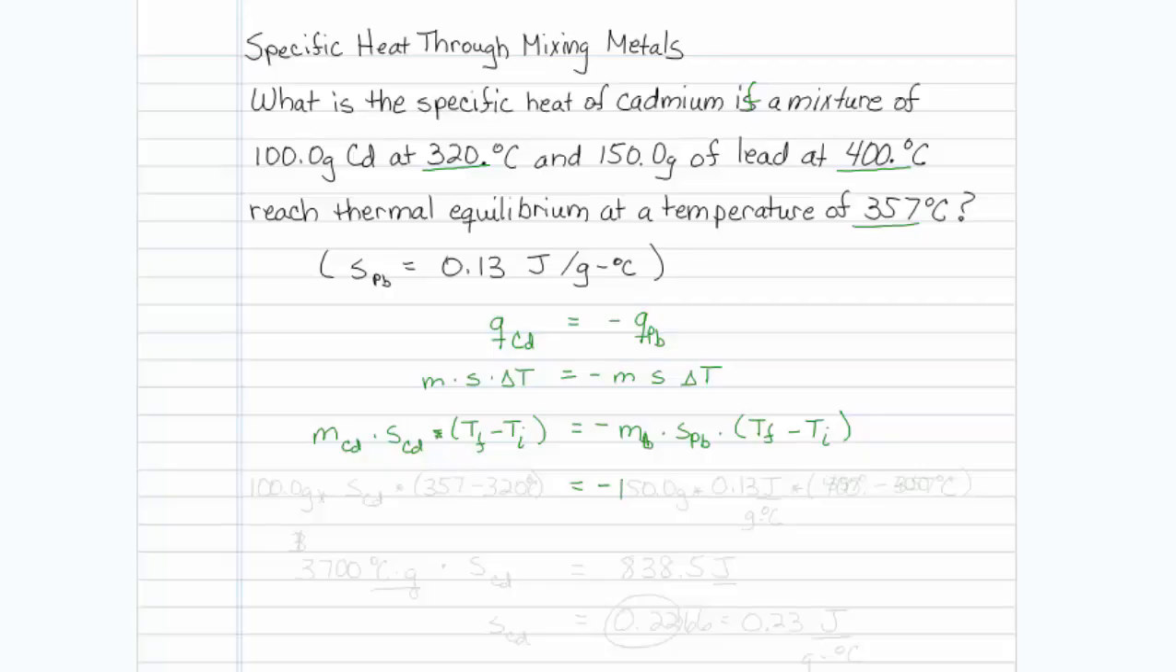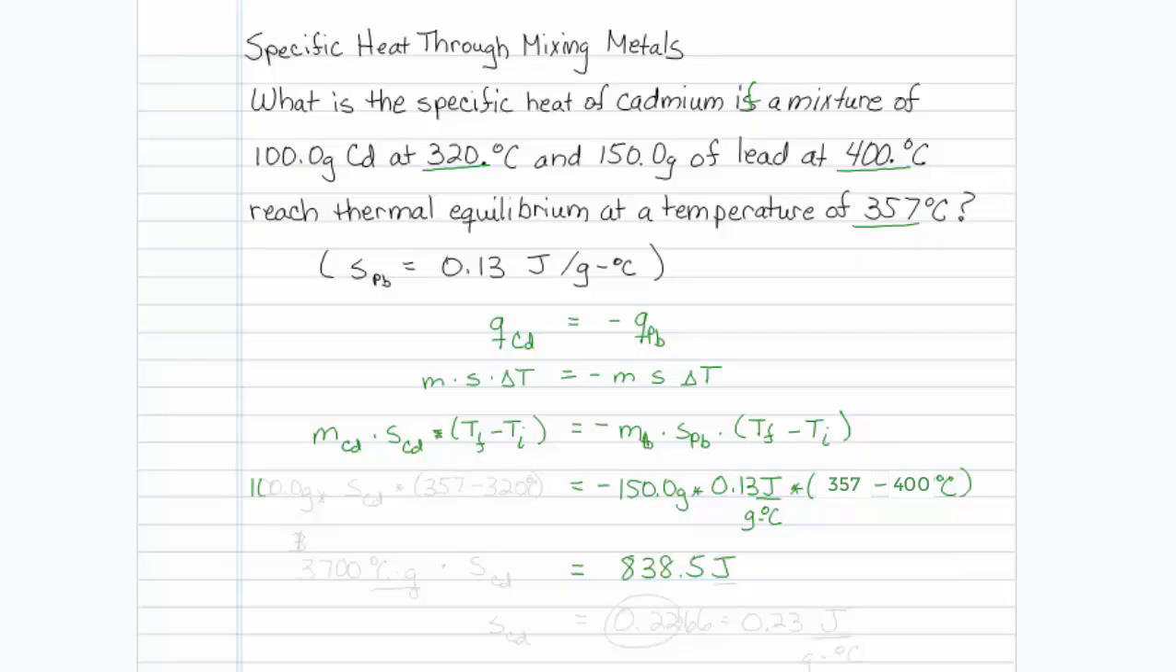It is minus 150 grams. I am given the specific heat of 0.13 joules per gram degrees Celsius, and we initially start out the lead at 357 degrees Celsius, and it ends at 400 degrees Celsius. So I can multiply my items out on this column, and it turns out to be 838.5 joules. Now let me work on the other side.